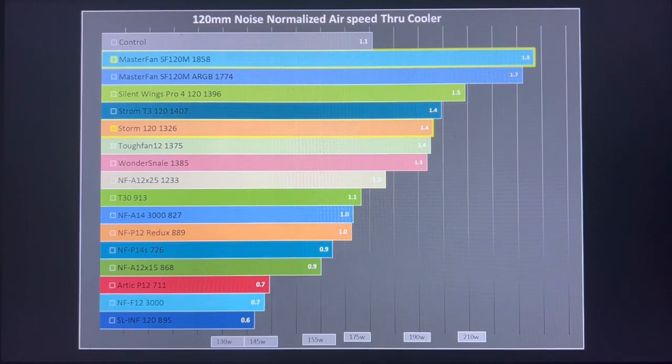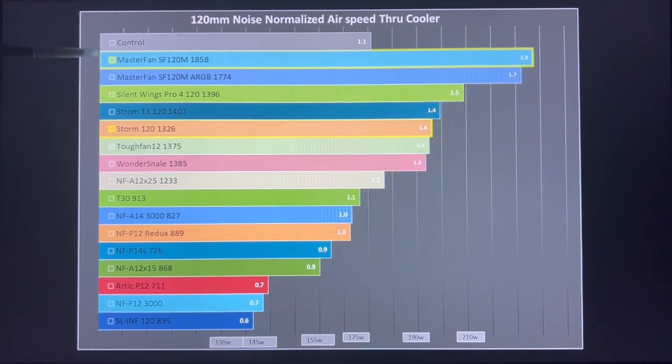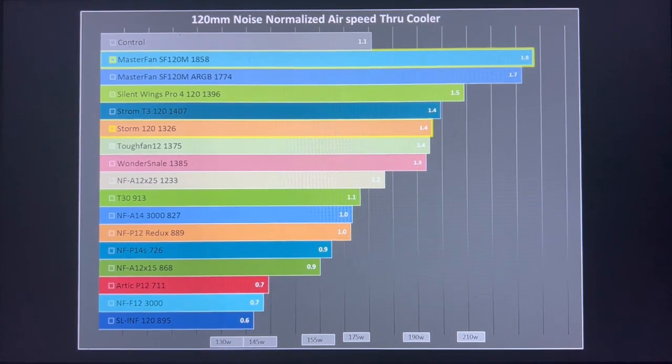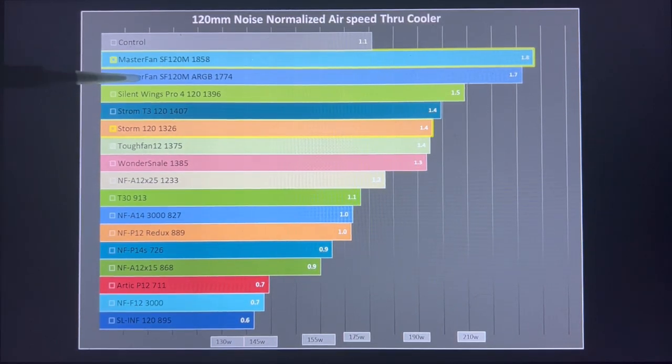Back to this data, now that I've gotten all of my explanations out of the way, the Master Fan SF120M was spinning at 1,858 RPM. I have the ARGB version as well. The ARGB ended up spinning a little bit slower, interestingly enough, despite them having the same fan geometry and everything. And this led to a 0.1 meters per second difference in airspeed. So it's a very good result. If you want RGB in your case, you could get the ARGB version and you're really not losing anything.